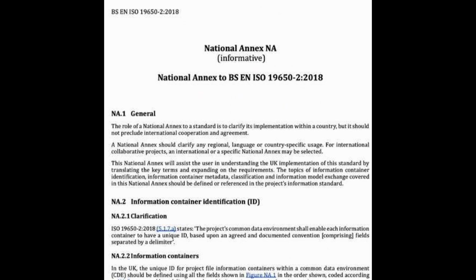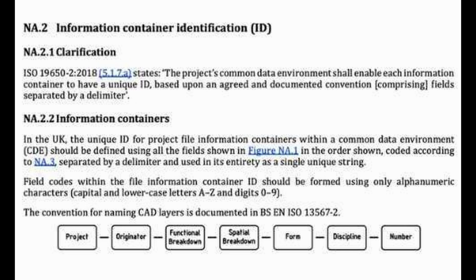A key resource here is the UK National Annex, which provides recommendations on naming conventions, classifications, status codes, and metadata for file revisions. Although these guidelines are UK-specific, many organizations and countries use them as a foundation for developing their own standards.